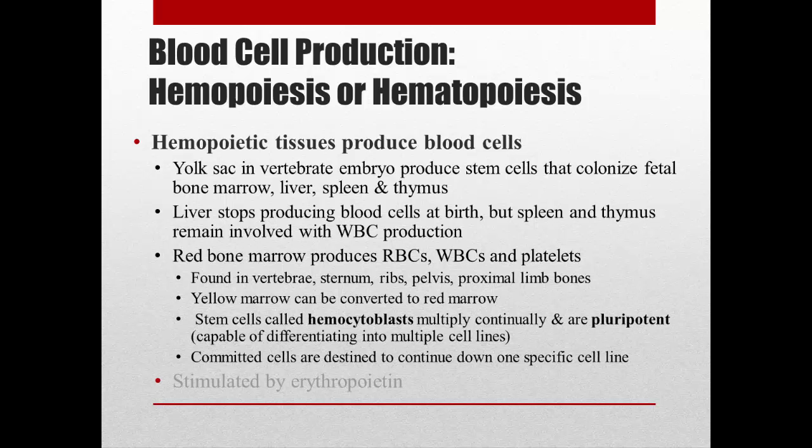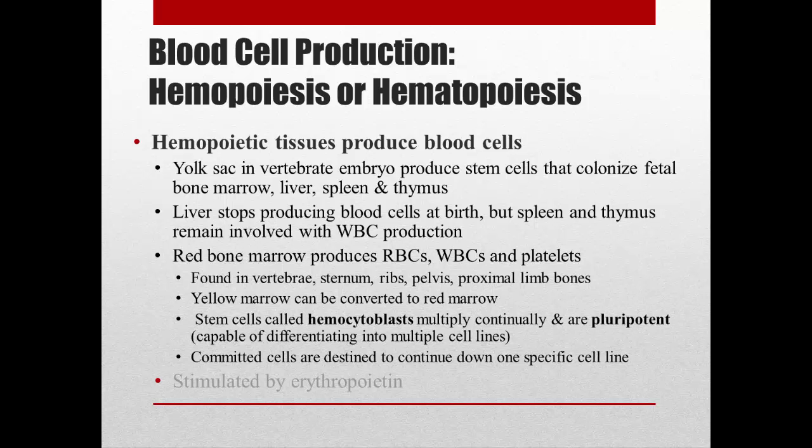So as an adult, typically where you're going to find red marrow is in the vertebrae, the sternum, the ribs, the pelvis, and the proximal end of the limb bones, and that's the only place. Okay, again, in childhood, you're going to see more red marrow distributed pretty much throughout the entire skeletal system, everywhere but the cranium. And the yellow marrow then is going to be where there is no hemopoiesis going on.